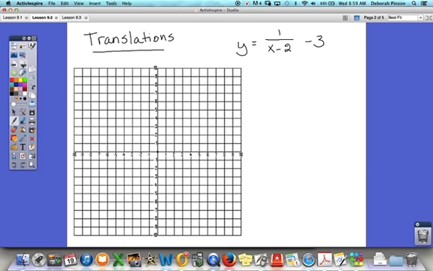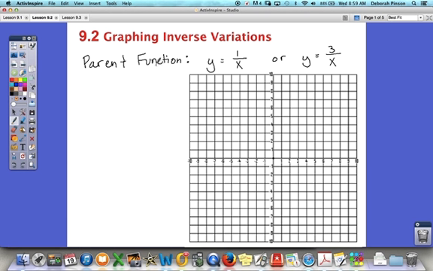Now what you're going to see is that after we graph that parent function, we're going to be able to move it side to side, up and down. We're going to be able to use the translations that we had before. Now I want us to start by getting our parent functions, and we're actually going to graph two on here. I'm going to graph this first one in blue, and then I'll graph the second one in red.